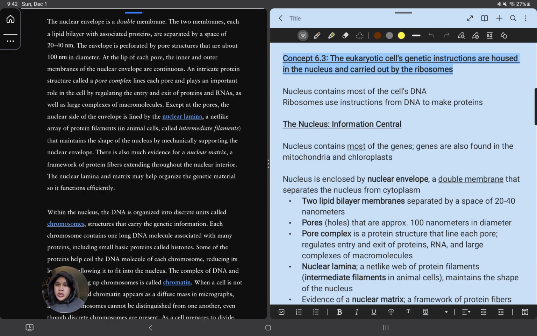An intricate protein structure called a pore complex lines each pore and plays an important role in the cell by regulating the entry and exit of proteins and RNAs, as well as large complexes of macromolecules.